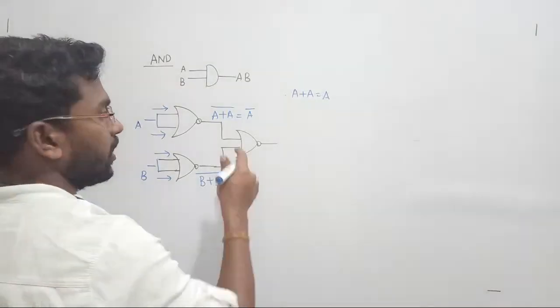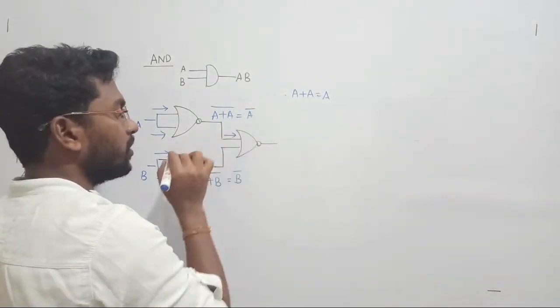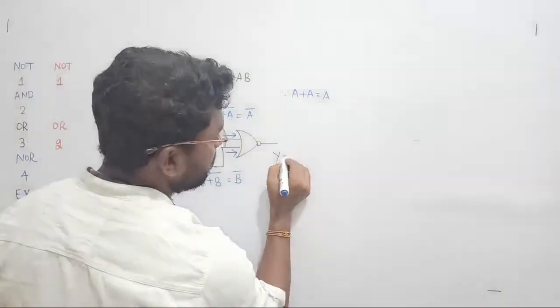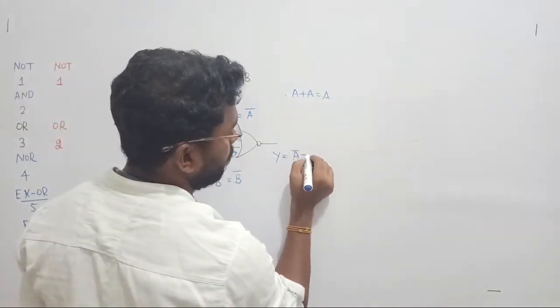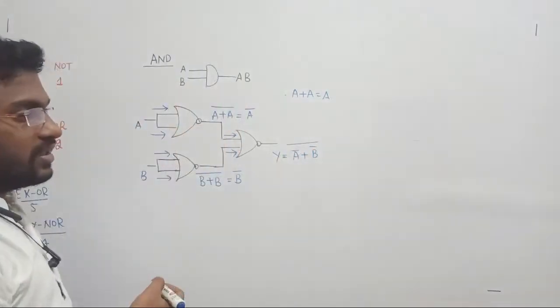Now what will be the conversion here? This is going to be A bar. This is going to be B bar. Once again, through this we are passing A bar and here I am passing B bar. So the output is what? Since it is a NOR gate, what did we do? It adds the values coming from the inputs. A bar and B bar are added and then it will take the complement, because that is the output of the NOR gate.